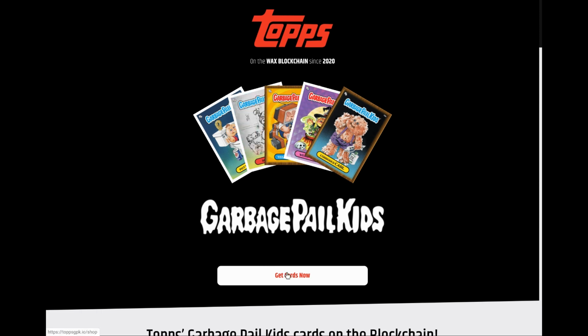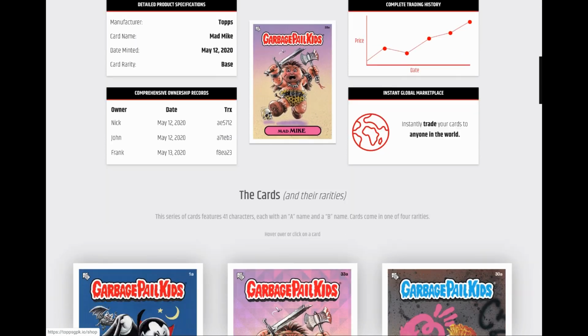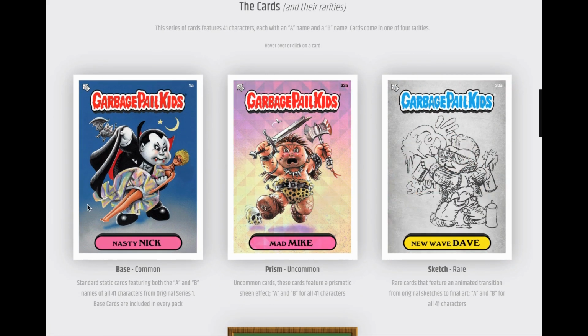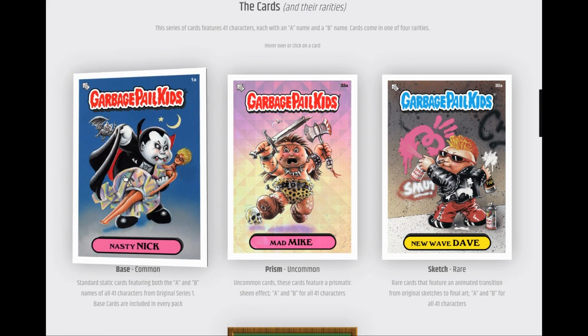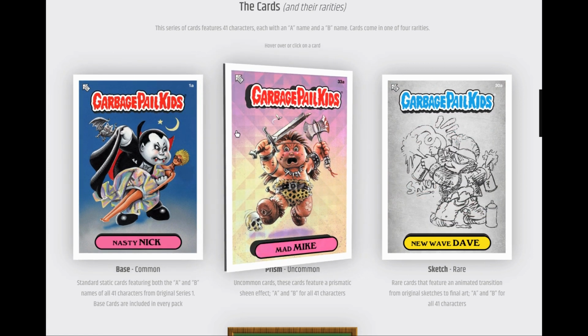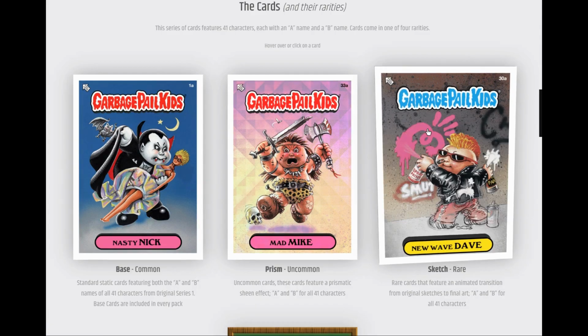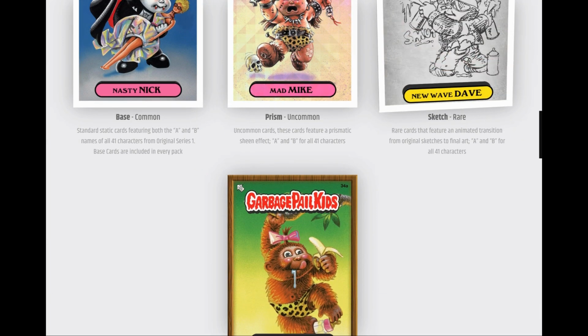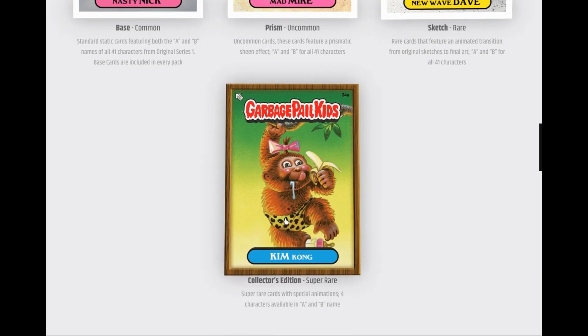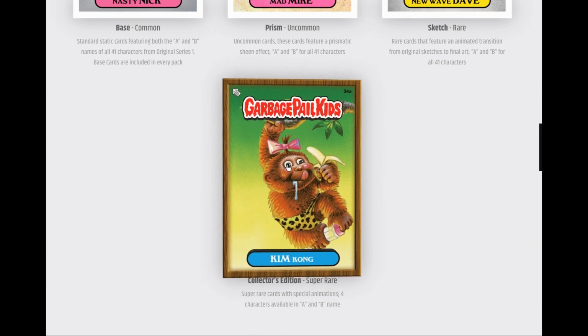Okay, so this is just the homepage where you can see some of the cards. This is showing you the prism, a slightly shiny background. Here's the sketch version. So common, uncommon, rare, then these super rare collector's edition ones that are kind of animated.